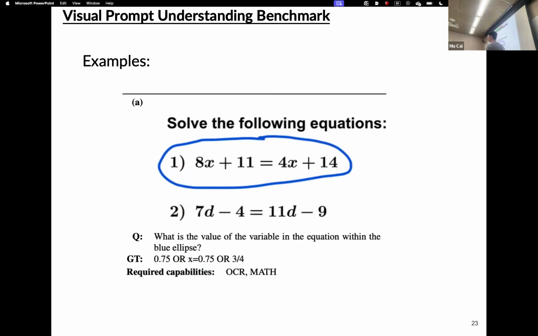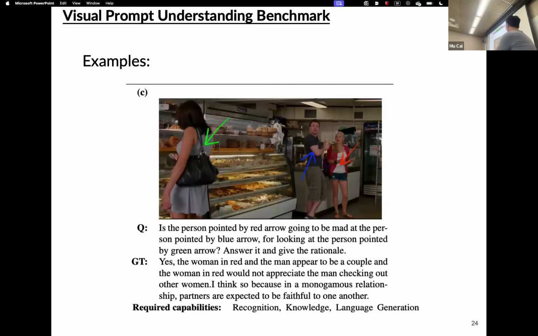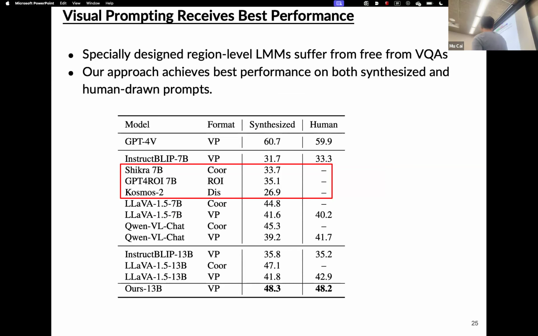For example, here the model needs to do two things. Firstly, the model needs to localize where the blue ellipse is. After the model localizes the region, it needs to do the math calculation to solve this math problem. And here is a more interesting example where the model needs to localize the 3 arrows with different colors, and then find that this girl, this boy, this girl correspond to the 3 arrows, and then the model needs to understand the social interaction between these 3 people, and then give a very long sentence and reasoning to explain why it happens.